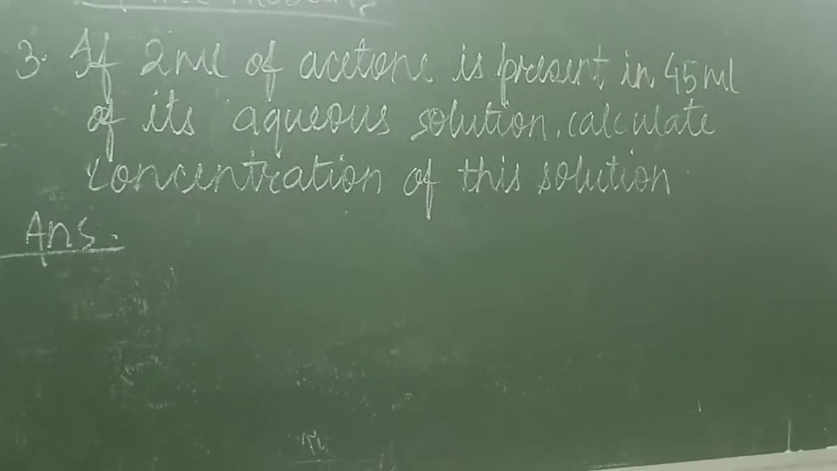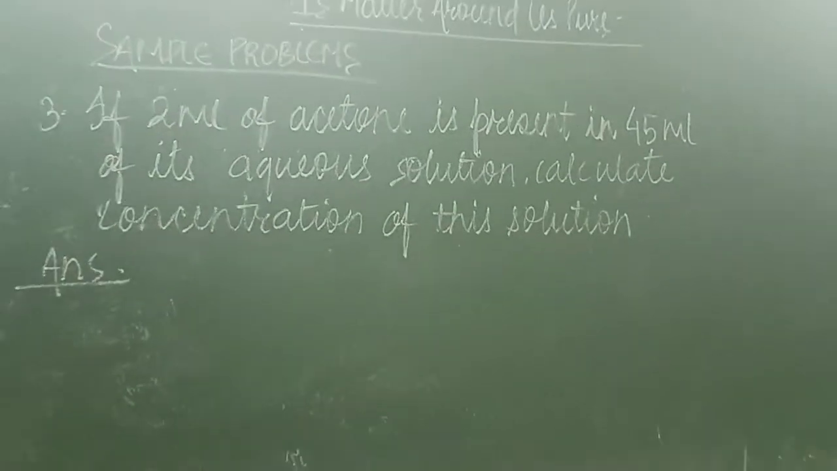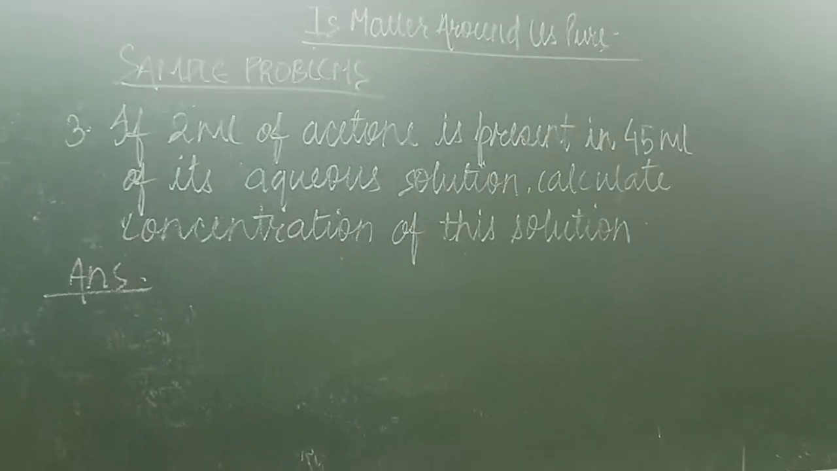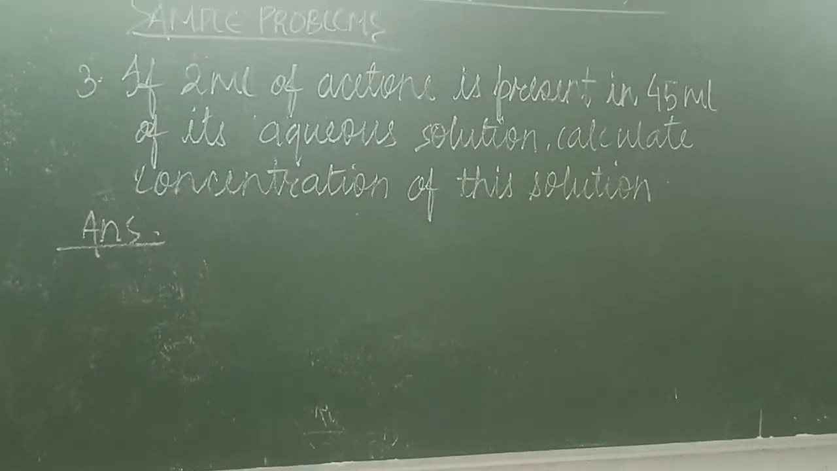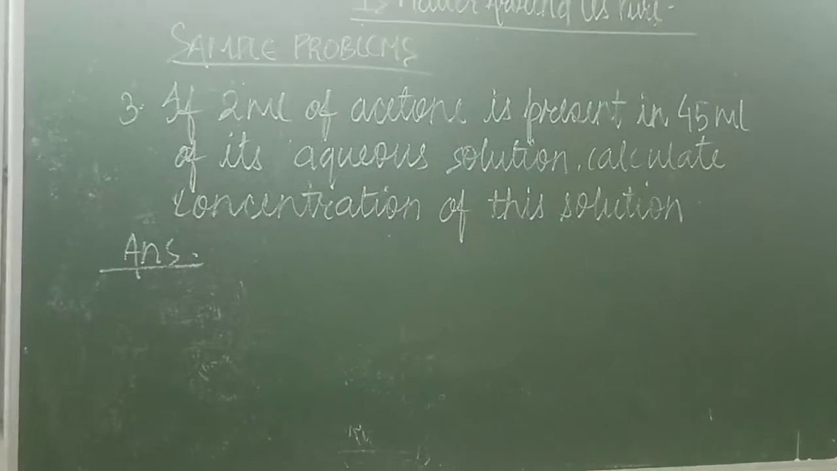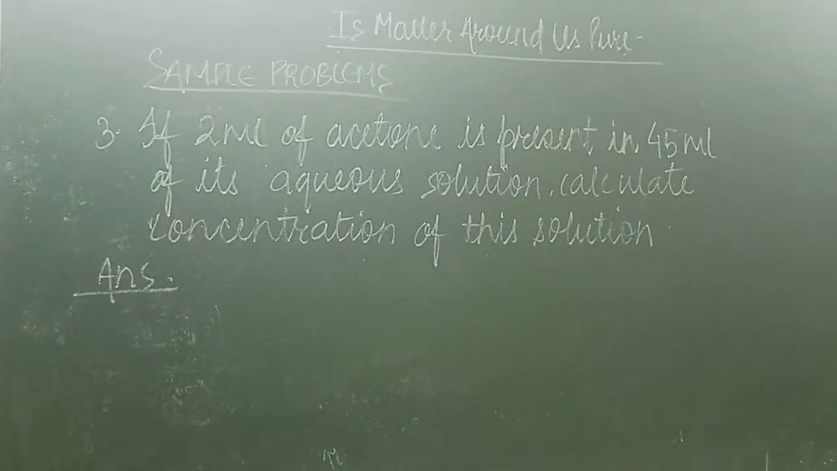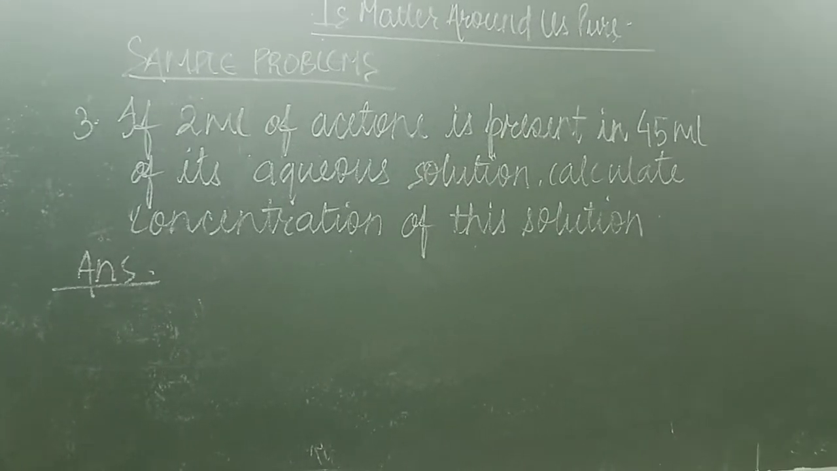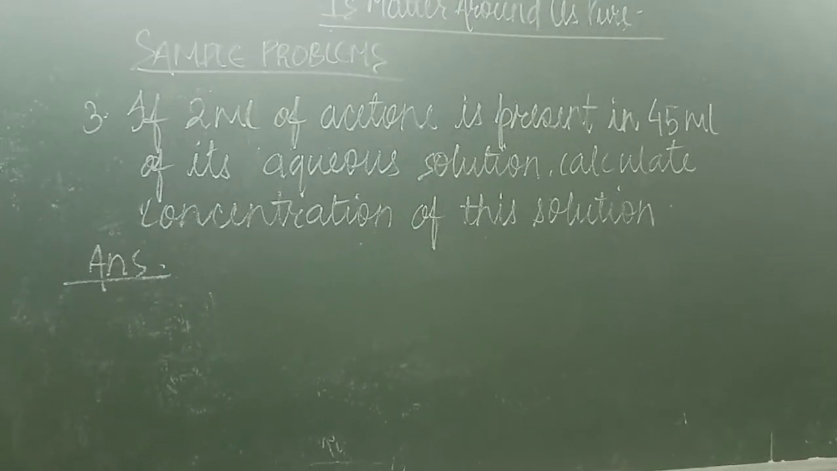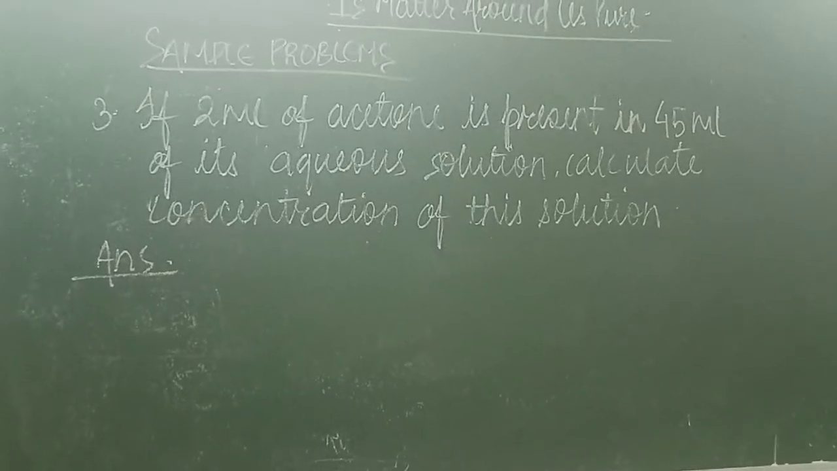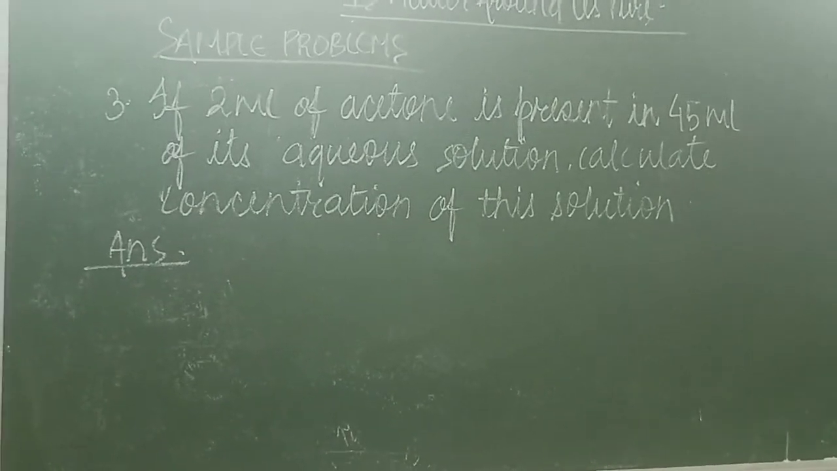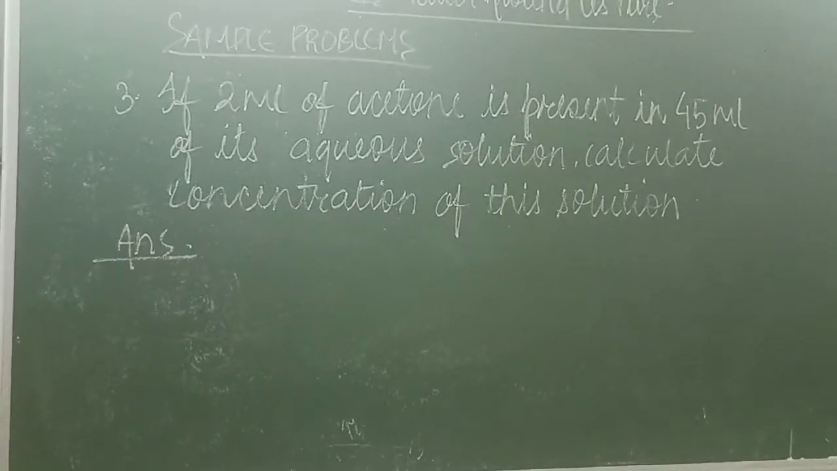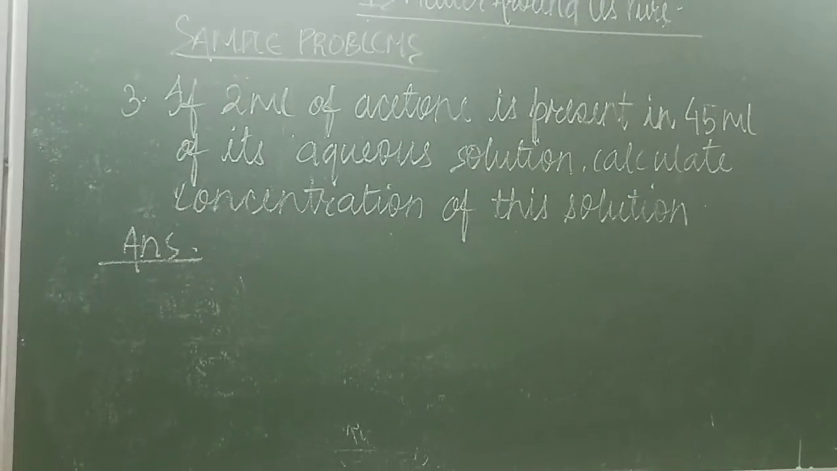Now the next question is, if 2 ml of acetone is present in 45 ml of its aqueous solution, then calculate the concentration of this solution. So first of all, in this question the solute is also in liquid state, that's why for the concentration of solution the formula is volume of solute divided by volume of solution into 100. And in this question, 2 ml of acetone is present in 45 ml of its aqueous solution. What is the meaning of aqueous? When the solvent is water, meaning acetone dissolves in water.